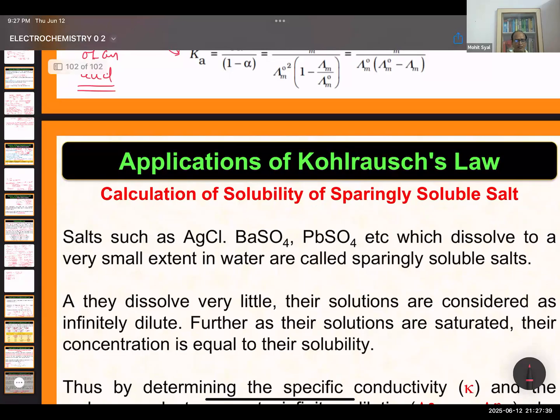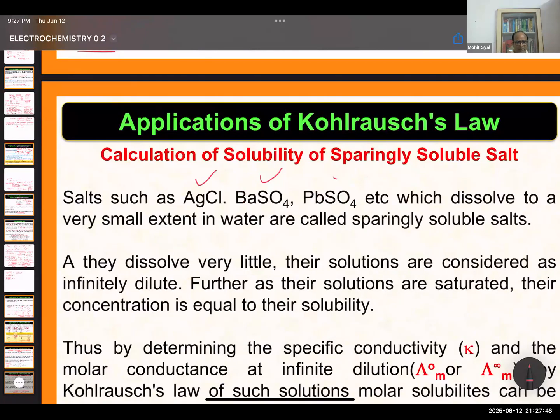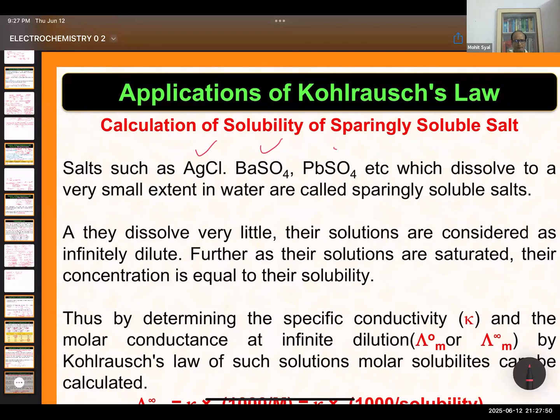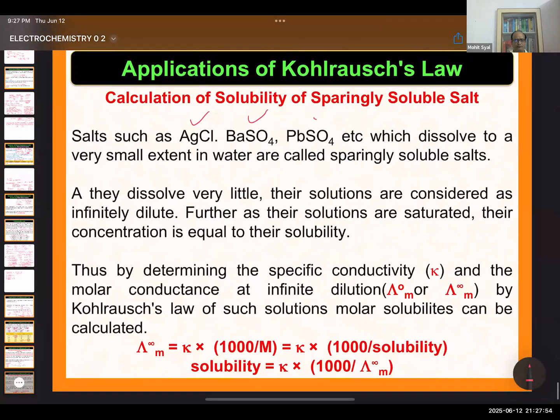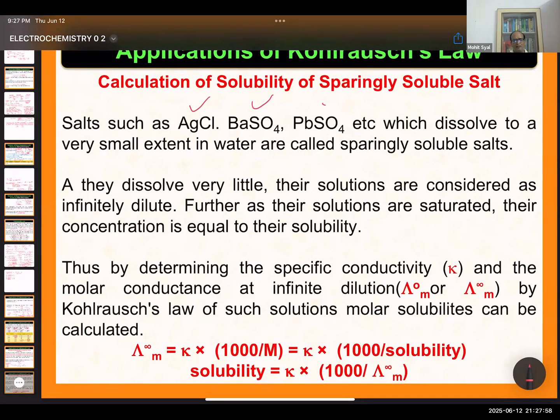Similarly, there are compounds which are very sparingly soluble, like silver chloride and barium sulfate. When you put silver chloride in water, most of it settles at the bottom. It is not going to come as ions. The solution has very little Ag plus and Cl minus ion, because most of it is precipitated at the bottom. AgCl is a white precipitate. So you have just very few ions, and it is like infinite dilution. The molar conductance you measure is a direct measurement of the infinite dilution value, lambda naught.